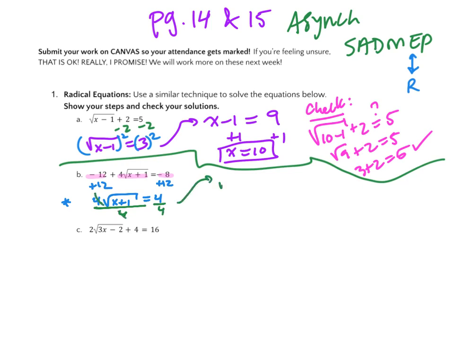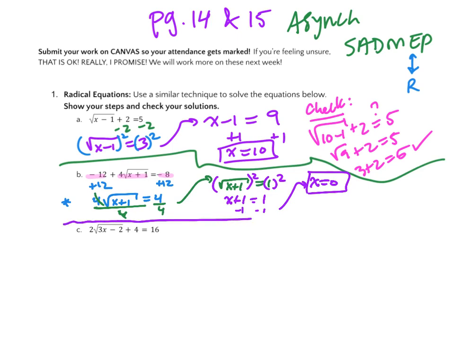So now I still have the square root of x plus 1 equals 1. So I'm going to do exactly what I did in part A. I'm going to square both sides to get rid of the square root. So raise it to the second power. So then I have x plus 1 equals 1. 1 times 1 is 1. And then minus 1, minus 1. So x equals 0. Same thing, you would check that by plugging it back in for x.